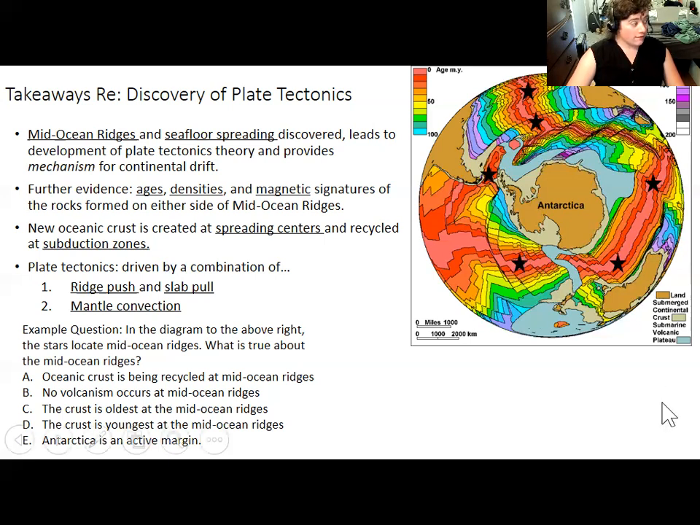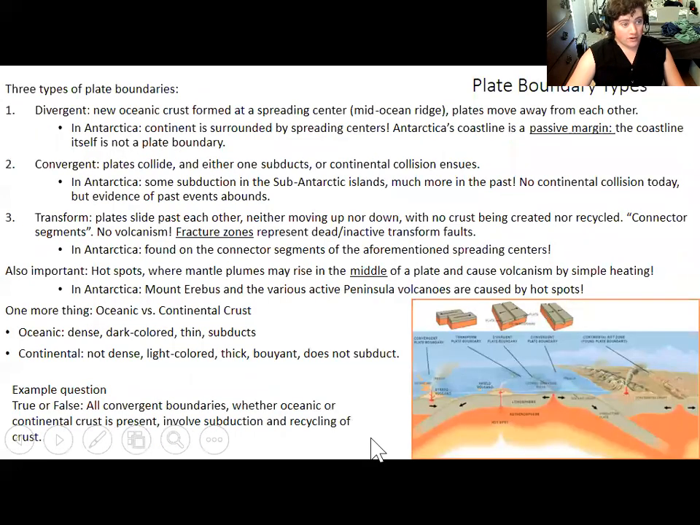Now going on to different types of plate boundaries, we have three of them. We have divergent plate boundaries, where you have new oceanic crust being formed at a spreading center or a mid-ocean ridge, and that's where you have the plates moving away from each other. And spreading center and mid-ocean ridge, I use interchangeably.